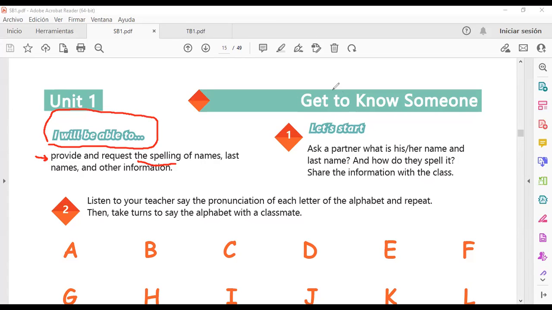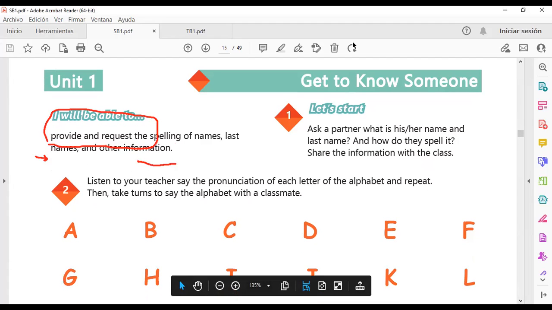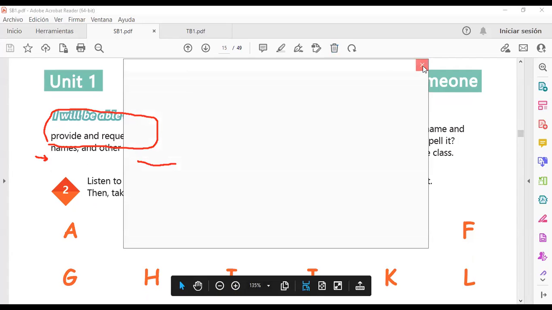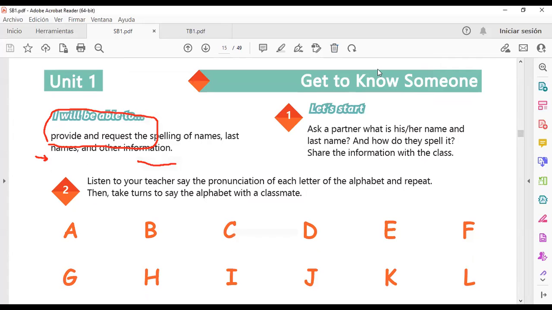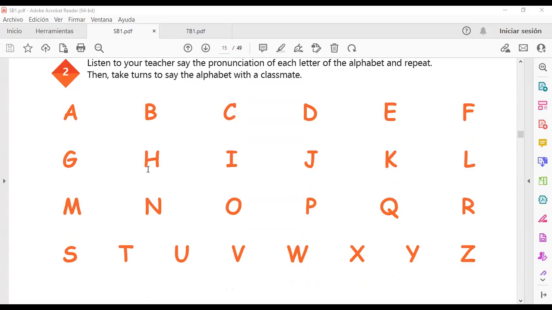Now, I will stop sharing. Now, you know the ABC, right? Do you know the ABC? If you don't, sorry, let us try to have some review. Okay, everybody, this is going to be the last time we're going to repeat.